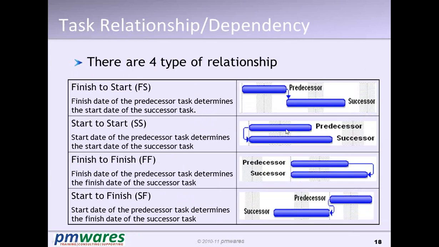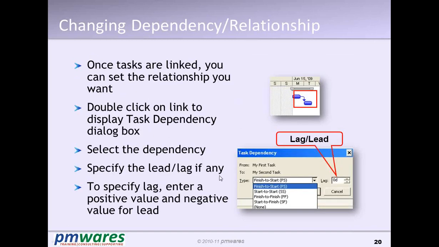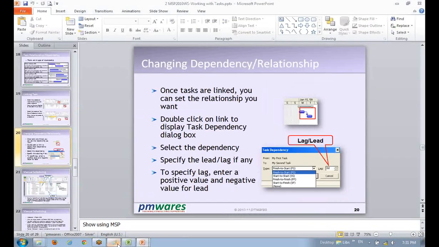Right? So there are three relationships. Most of the time we are defining FS relationship. And I will tell you that some specific situations will come where we have to define SS and FF relationship. Now with this relationship, we also have something called lead and lag. What is lead and lag? The lead and lag is something like this.